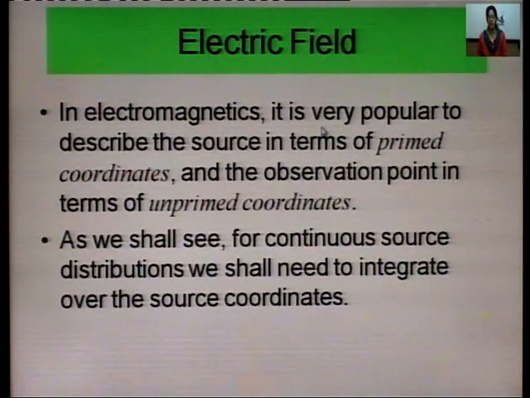In electromagnetics, it is very popular to describe the source in terms of primed coordinates and the observation point in terms of unprimed coordinates. As we shall see, for continuous source distribution, we shall need to integrate over the source coordinates.